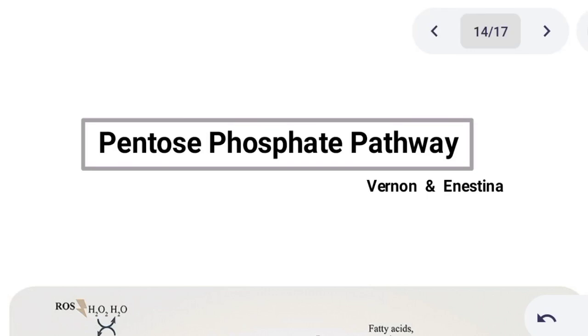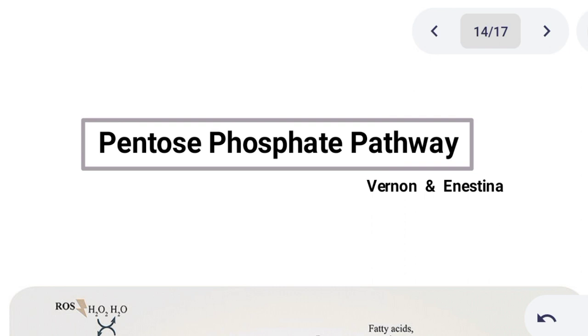My name is Venon Software, and in today's video, I'm going to talk about the Pentose Phosphate Pathway. The Pentose Phosphate Pathway is known by many names. Sometimes it is called the Dickens or Racker pathway. It is also called the hexose monophosphate shunt, also sometimes called the phosphogluconate oxidative pathway.